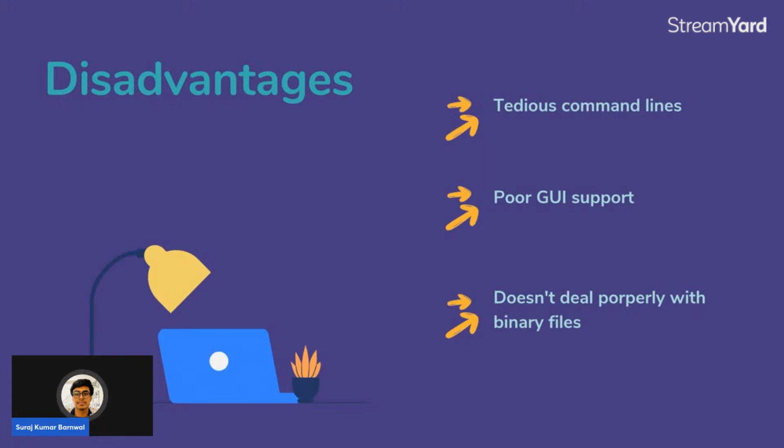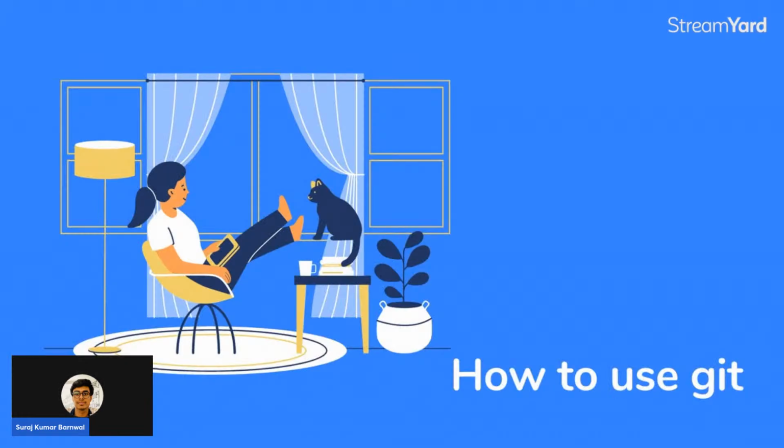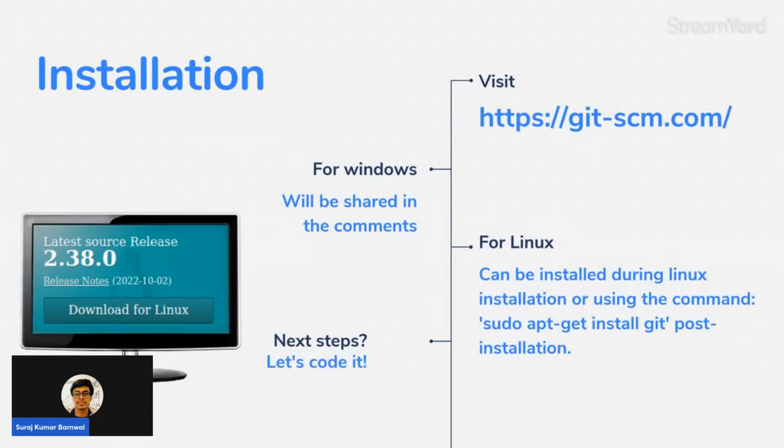Okay, so these are the disadvantages, advantages, and some of the important concepts about Git. Let's move forward and see how to use Git. Okay, so now we will learn how to use Git, and I will show you a practical demonstration of how to perform Git operations on your terminal. Currently, I'll be using Linux, but before using Git, you need to install it, right?